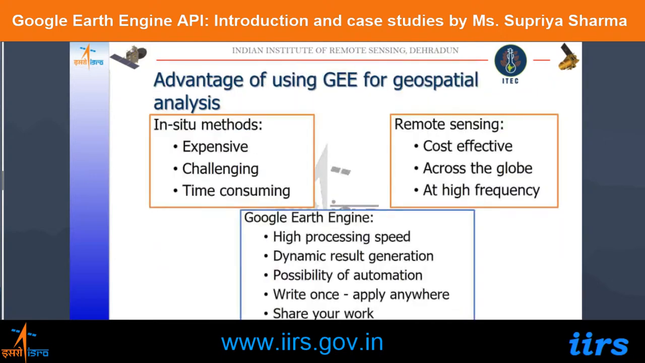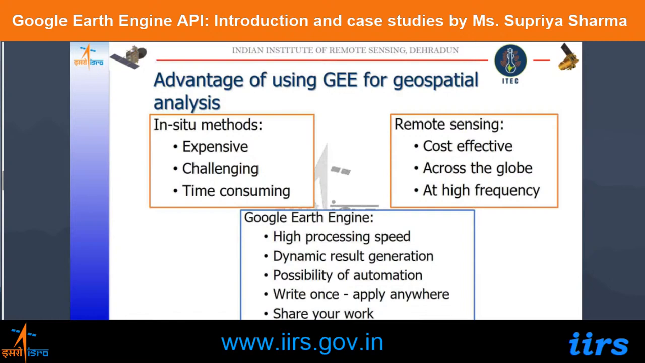Now we know that the in situ methods are expensive. They are physically challenging and of course require a lot of time. We also know that remote sensing is cost effective. It can be performed across the globe. It can be performed at high frequency depending upon the data that we intend to use. The specific advantage of Google Earth Engine in geospatial analysis is its high processing speed, the fact that results can be generated on the fly. So when you run your code, at that very time the result will be computed on the service and it will be sent back to you. So the result is computed as you go.